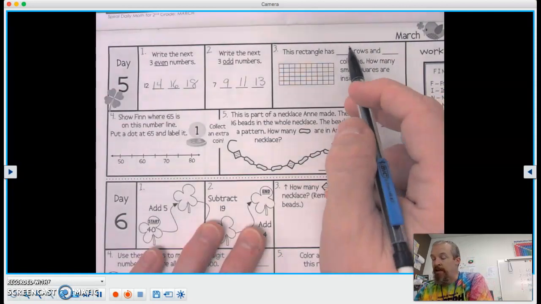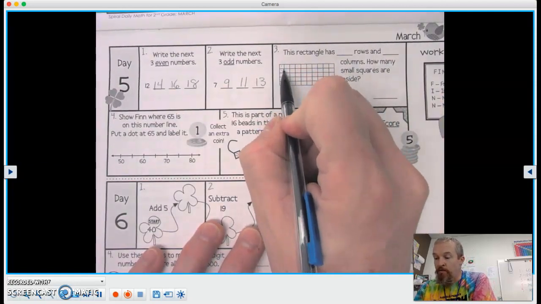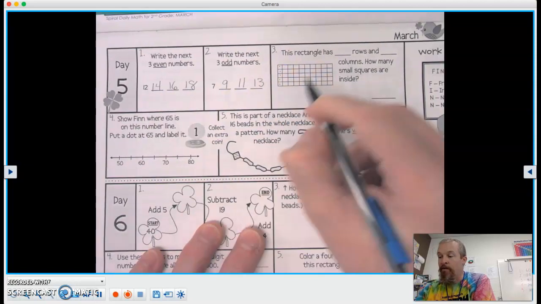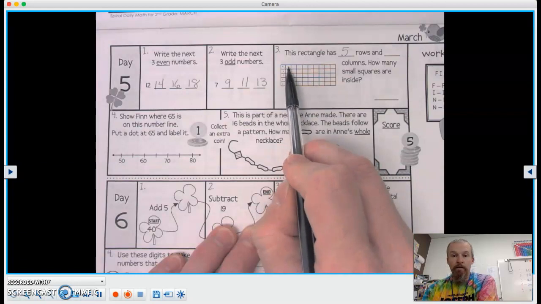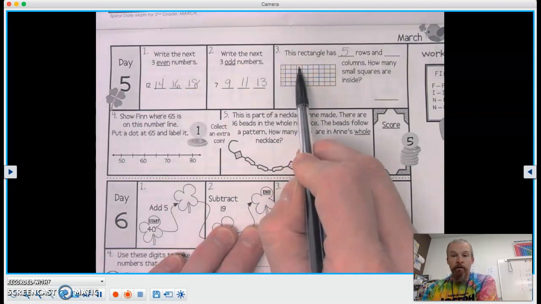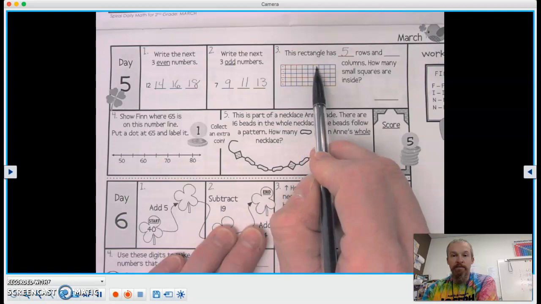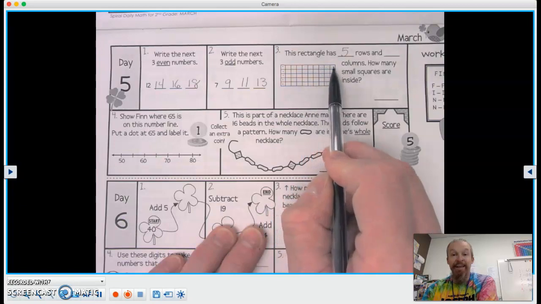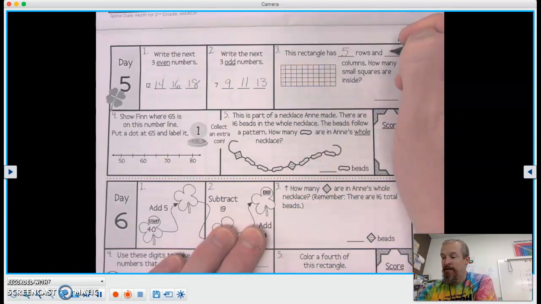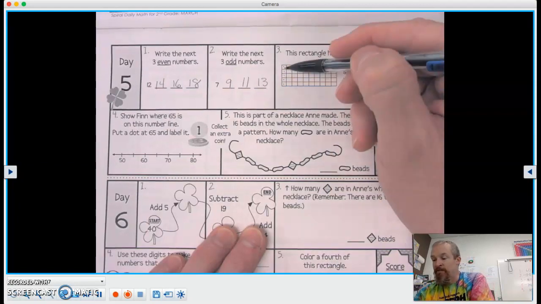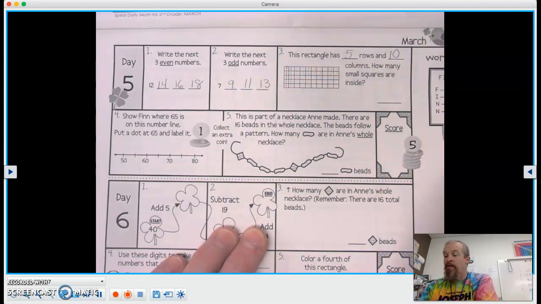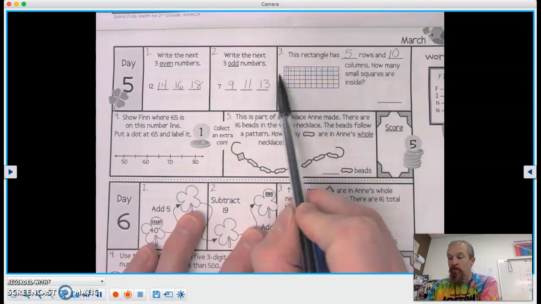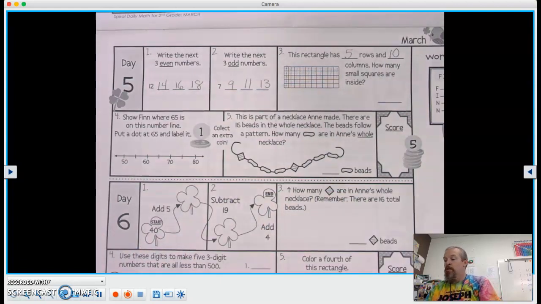So, first let's count our rows. 1, 2, 3, 4, 5. Okay, so we have 5 rows. And we have 1, 2, 3, 4, 5, 6, 7, 8, 9, 10 columns. So that means there's 10 going up and down, right? 5 rows going across. So 1, 2, 3, 4, 5. 5 rows of 10. How many small squares are inside?